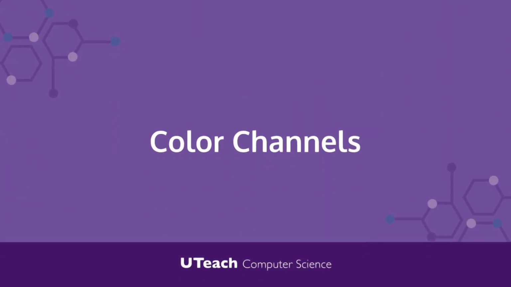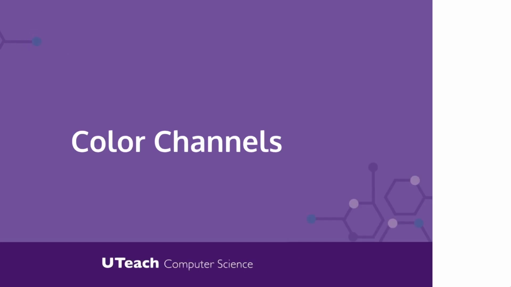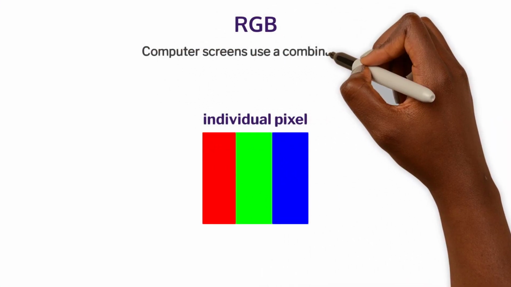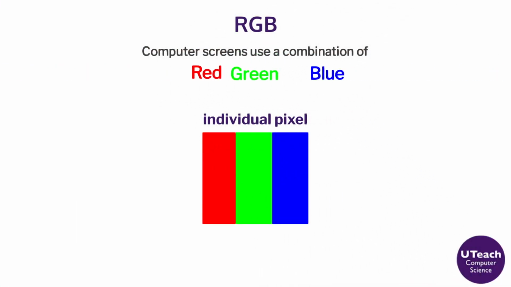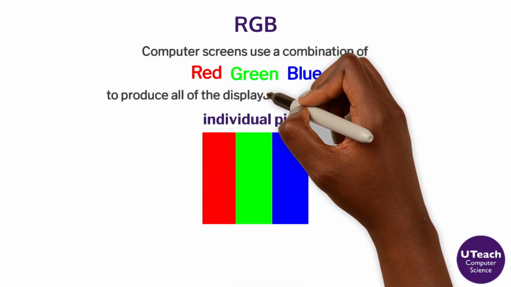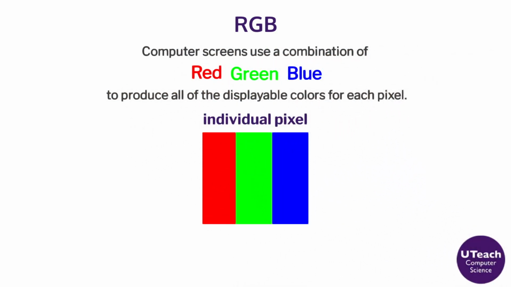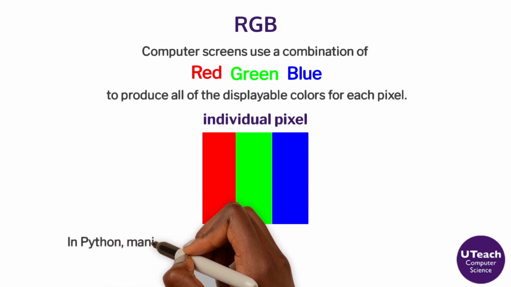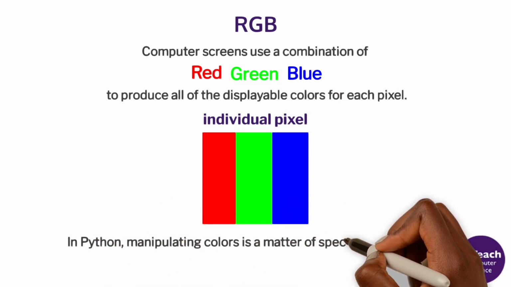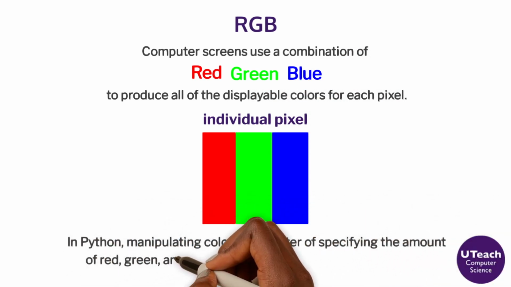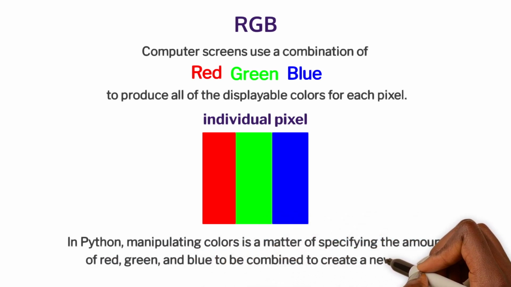Color channels. Computer screens use a combination of red, green, and blue to produce all of the displayable colors for each pixel. In Python, manipulating colors is a matter of specifying the amount of red, green, and blue to be combined to create a new color.